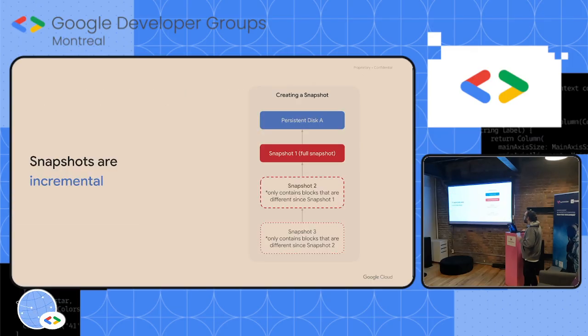So yes, snapshots are incremental. We have a persistent disk. The first snapshot is a full snapshot. Snapshot 2 is only containing the blocks that are different in snapshot 1, and so on, and so on, and so on.